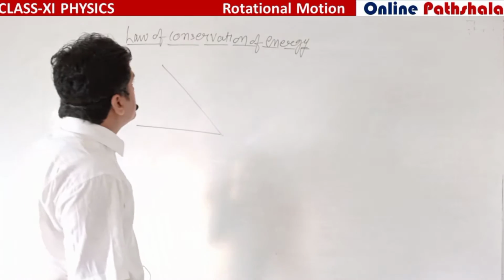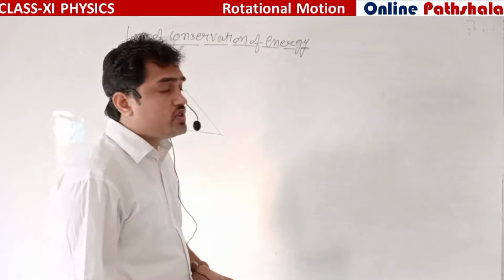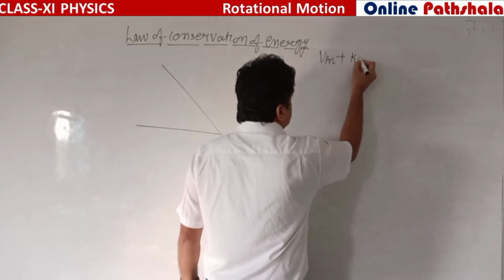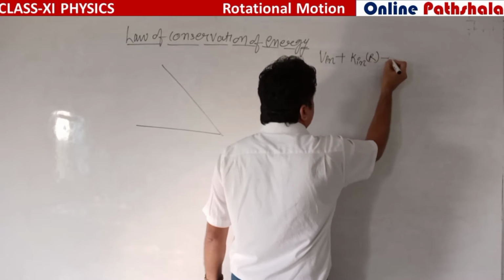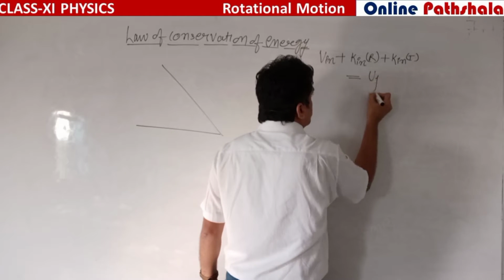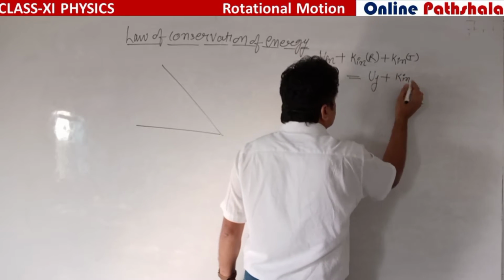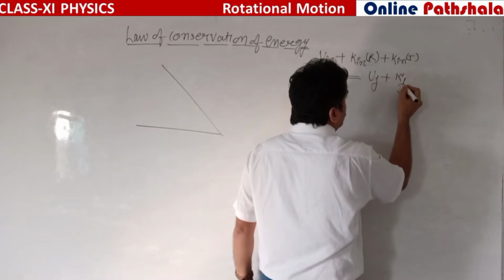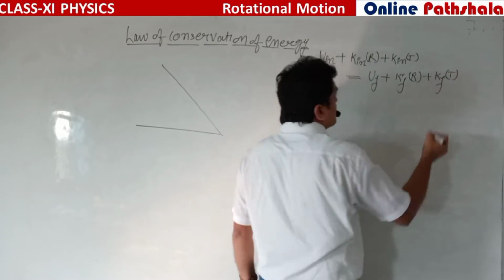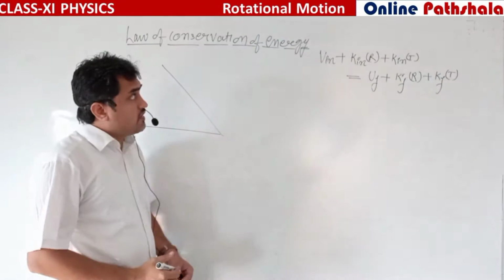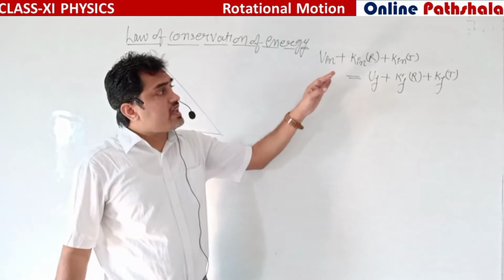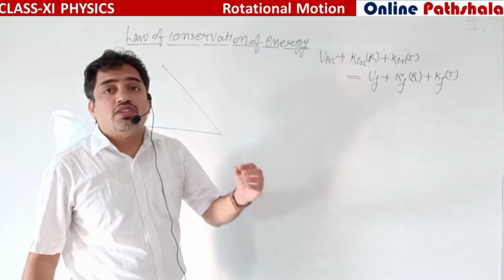How will we use this law of conservation of energy: initial potential energy of the system plus initial kinetic energy for rotational motion plus initial kinetic energy for translatory motion is equal to final potential energy plus final kinetic energy for rotational motion plus final kinetic energy for translatory motion. So whenever we are talking about conservation of energy, we have to take rotational kinetic energy plus translatory kinetic energy both into consideration.